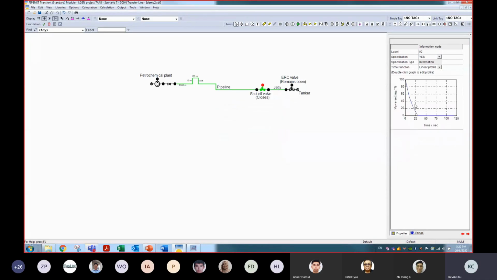Then you can make some changes. You can make this kind of changes in order to replicate the effective closure time that you want. So I'm not sure. Yeah, so that's my answer for that.